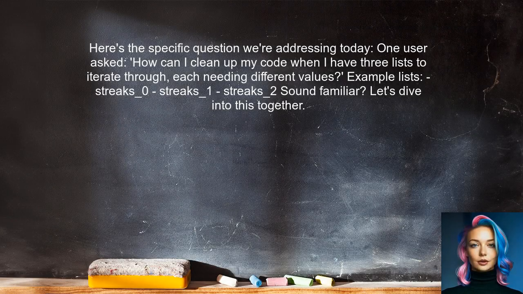Here's the specific question we're addressing today. One user asked, how can I clean up my code when I have 3 lists to iterate through, each needing different values? They provided an example with 3 lists: streaks 0, streaks 1, and streaks 2. Sound familiar? Let's dive into this together.